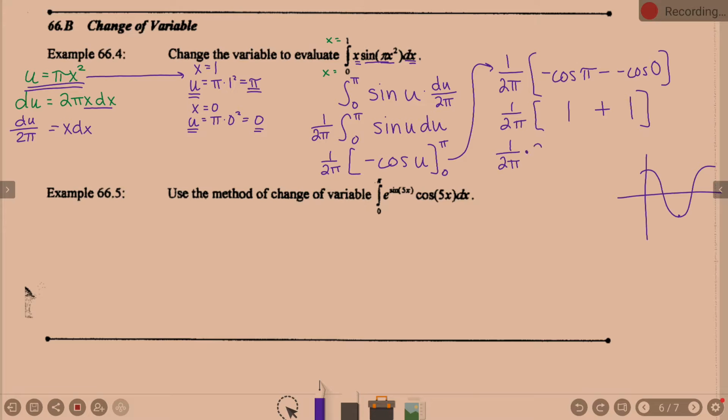1 over 2 pi times 2. Final answer, 1 over pi. When you can do the whole problem without picking up a calculator, we usually just leave our answer as 1 over pi. Questions?